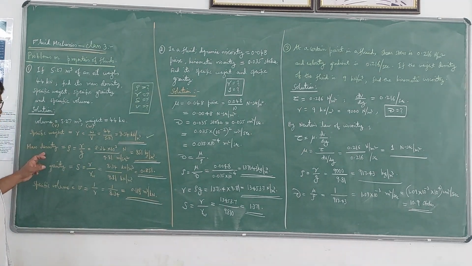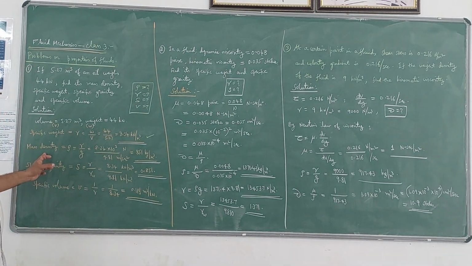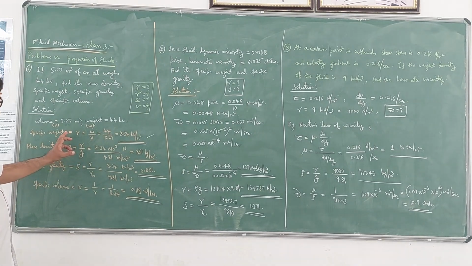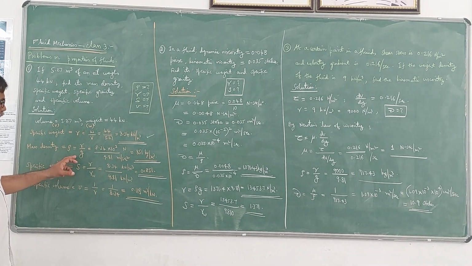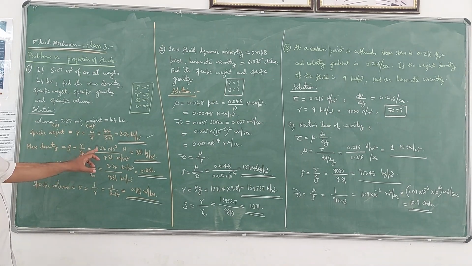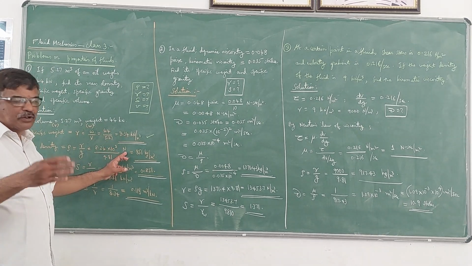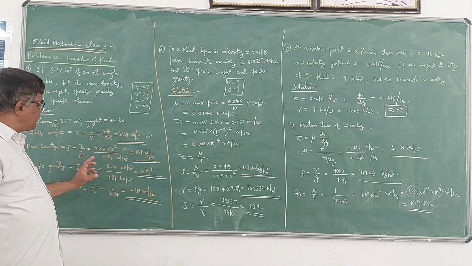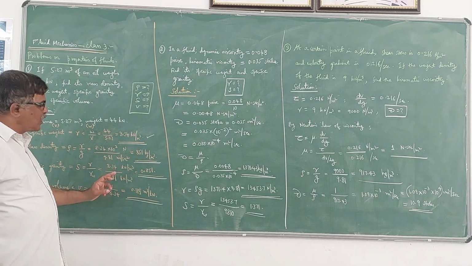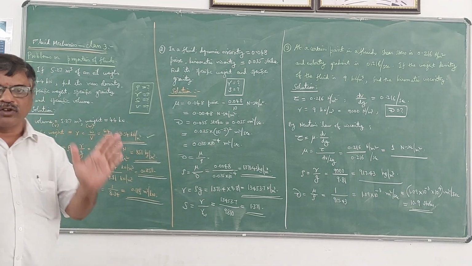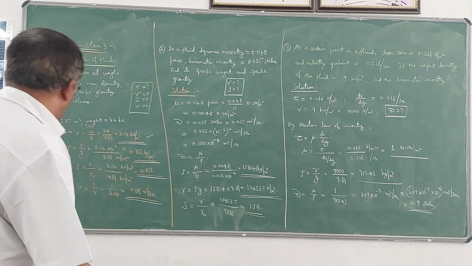Second one is mass density, also called specific mass, denoted by rho. By knowing specific weight, you can find out specific mass or mass density by dividing gamma by g. So gamma is 8.34 into 10 power 3 Newton, we have to convert to Newton, divided by g, which is 9.81 meter per second square. If you simplify that, you get 851 kg per meter cube, which is the SI unit of rho.